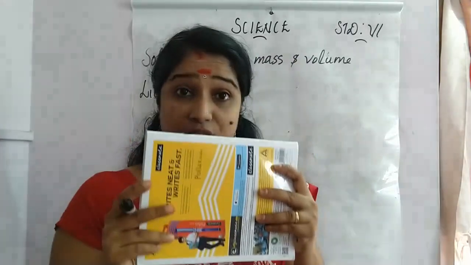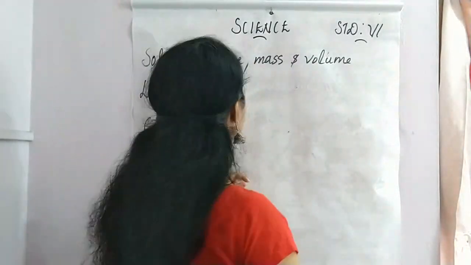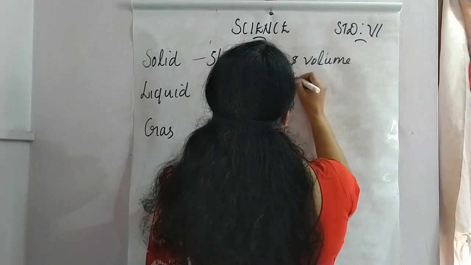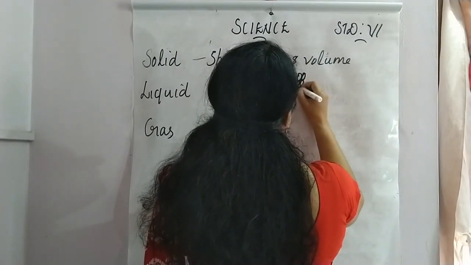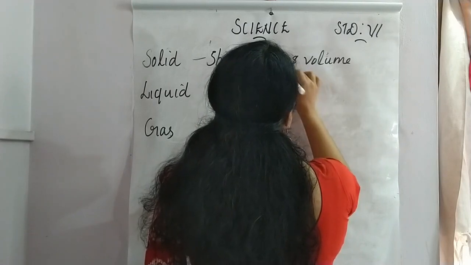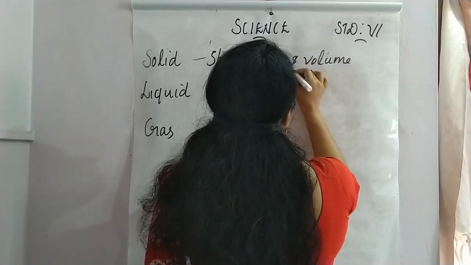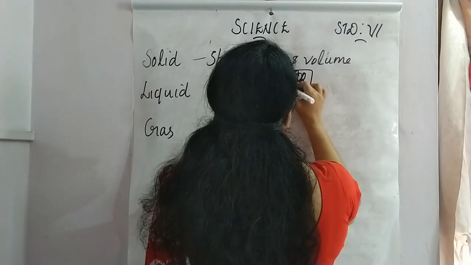These are made up of closely packed, as I told you, molecules. The molecules are closely packed, very tightly packed, without leaving any space. This is an example of solid. You could see that the molecules have no space at all.